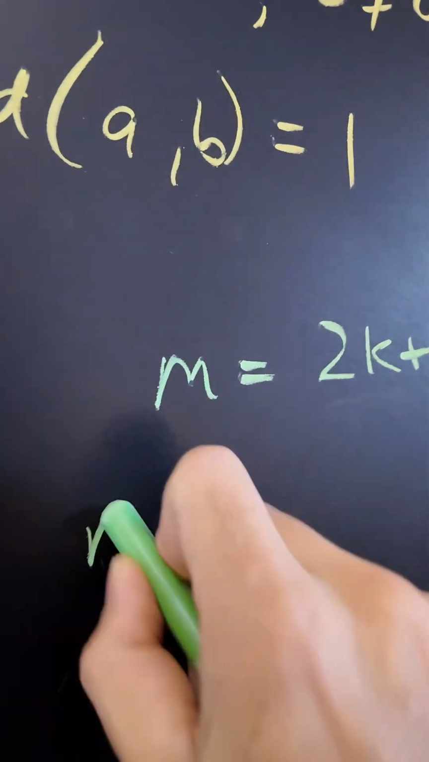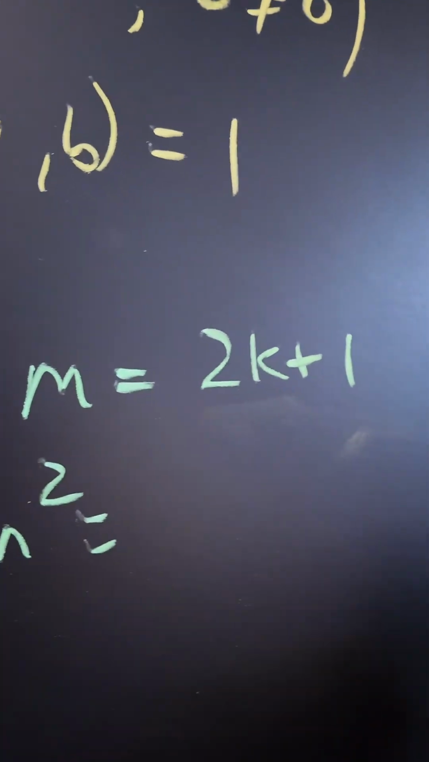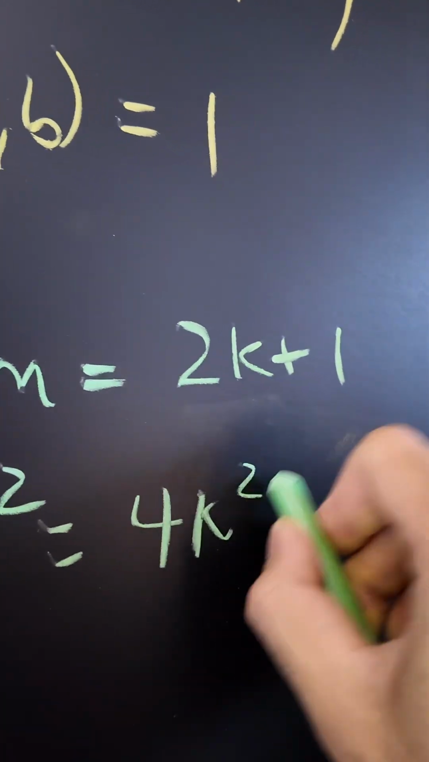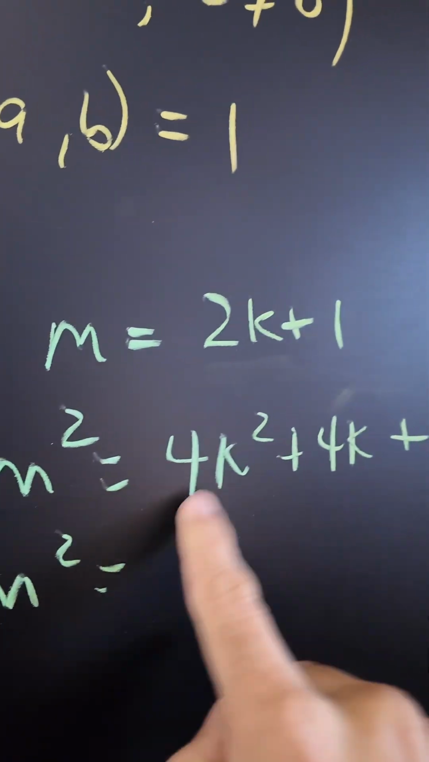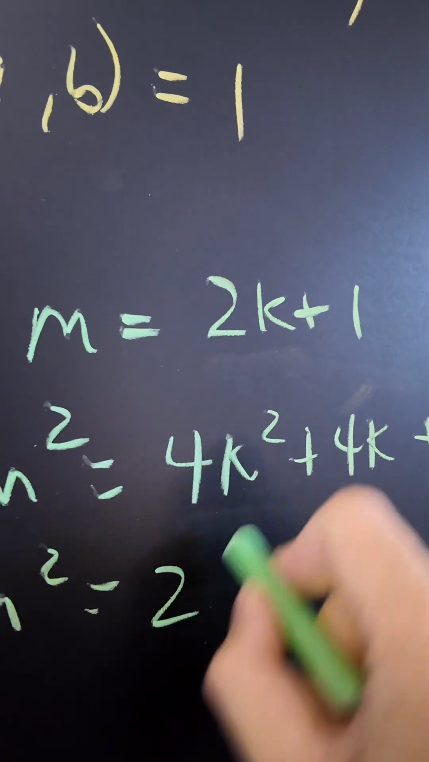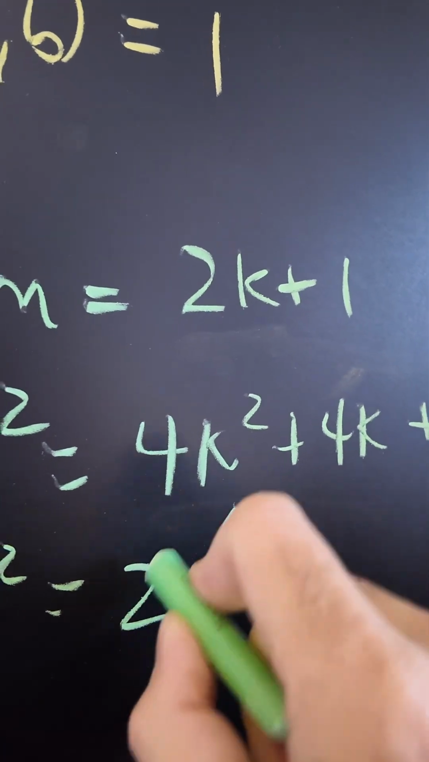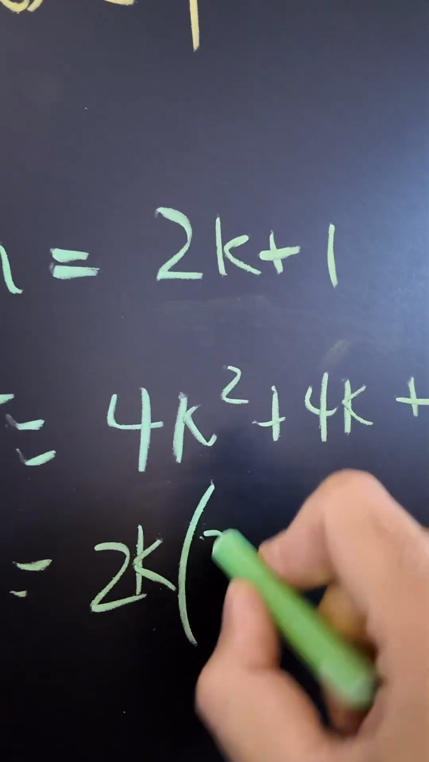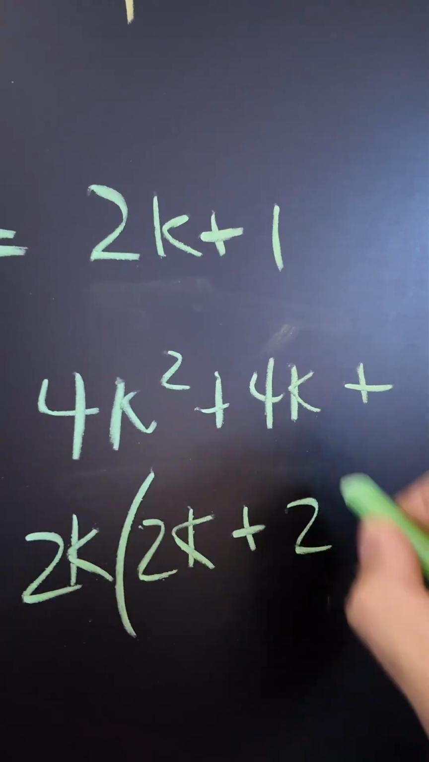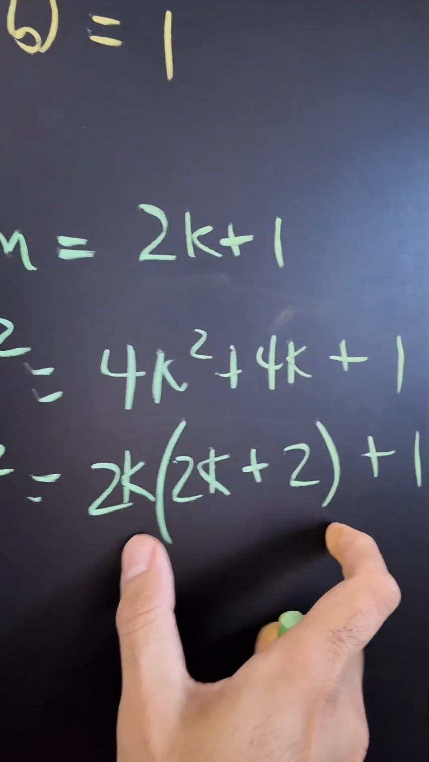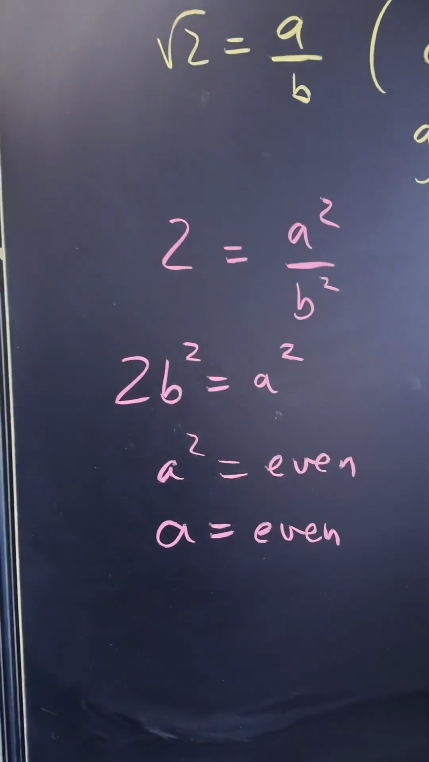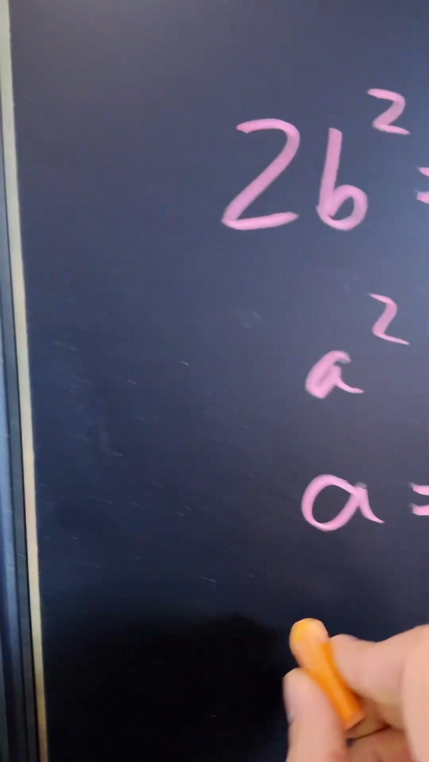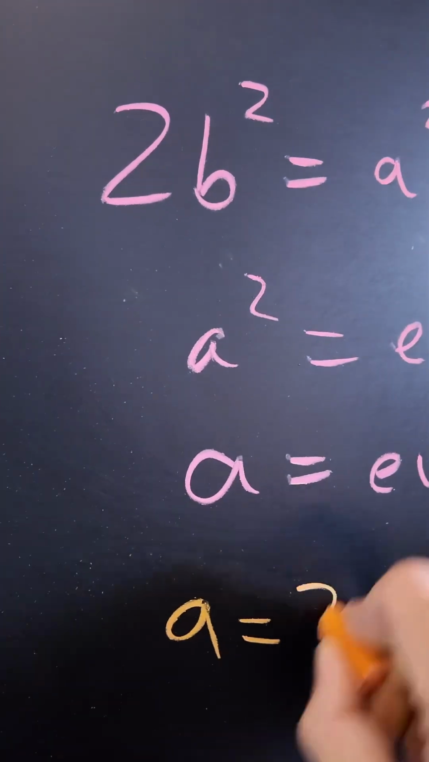If you square this, m squared, using the FOIL method, you get 4k squared plus 4k plus 1. Now, this portion right here is divisible by 2. I can factor out a 2 from it and get 2 times (2k squared plus 2k), plus 1. This is even plus a 1, which makes it odd. So a has to be even. Okay, that's interesting. Well, that means that a can be written as some value 2n.